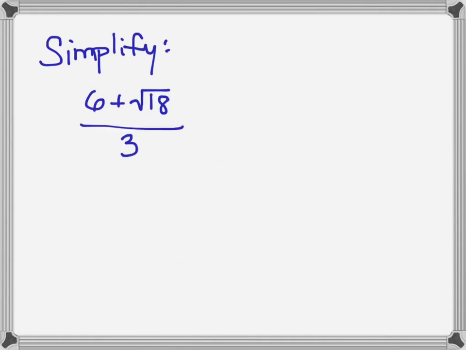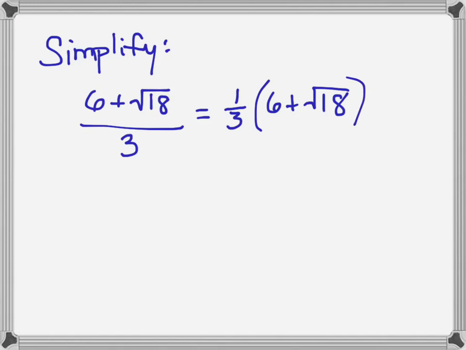What do we do if we're dividing sums of irrational numbers? Right now it's tempting to just do 6 divided by 3, but that would be incorrect, and here's why. Dividing by 3 is really 1/3 times 6 plus square root of 18.